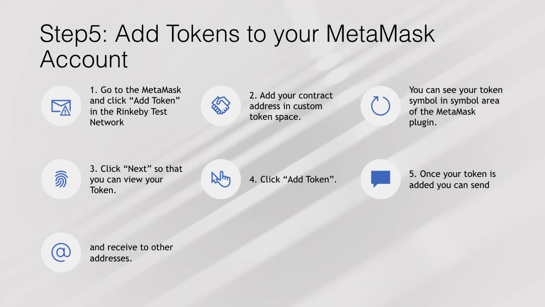As a next step, we add our tokens to our MetaMask account. So we go to the MetaMask account and then click add token in the Rinkeby test network. You add your contract address in the custom token space. You can then see your token symbol in the symbol area of the MetaMask plugin. You click next so that you can view your token, then click add token. Once your token is added, you can send and receive to other addresses on the network. We'll see an example of that in the next slide.